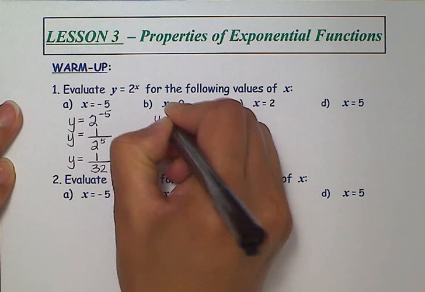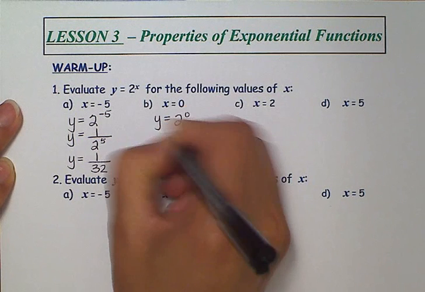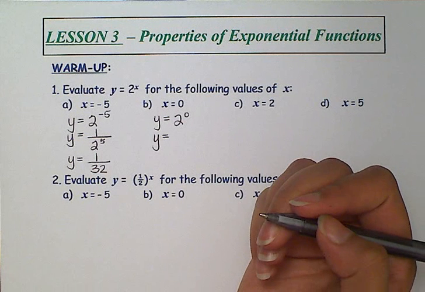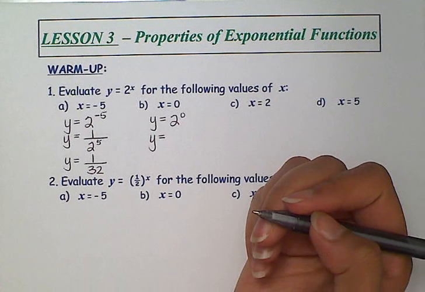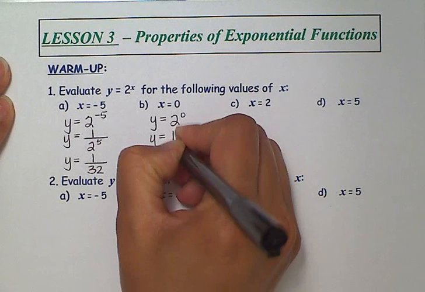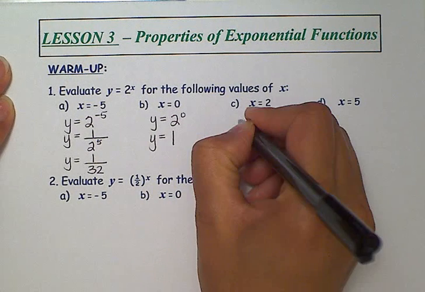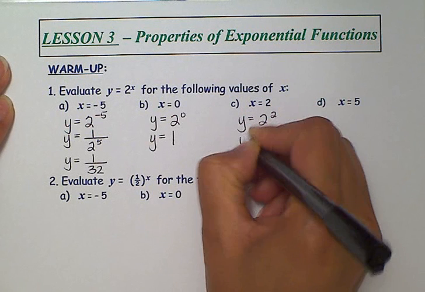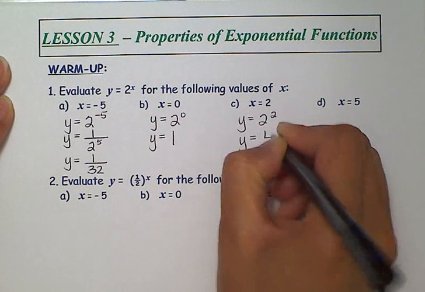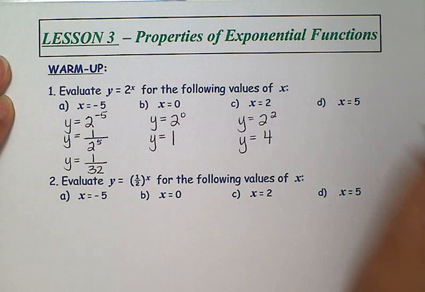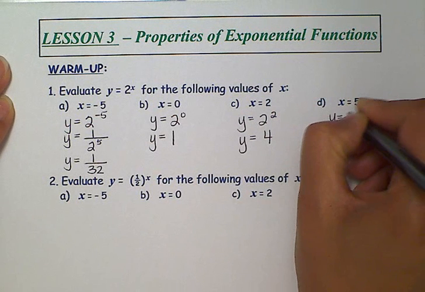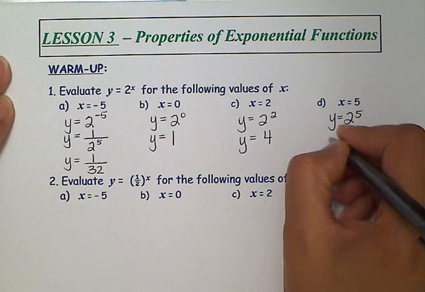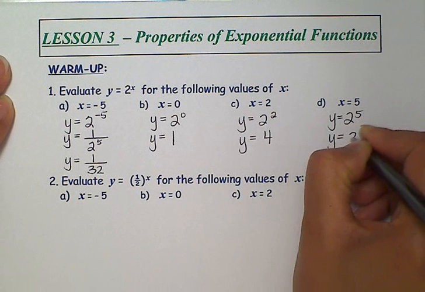So I have y equals 2 to the exponent 0. And from my experience with zero exponents, I know that any base raised to a zero exponent gives me a value of 1. And let's try the next one. y equals 2 to the exponent 2. That's easy. y equals 4 is my result. And the next one, y equals 2 to the exponent 5. So just replacing x with 5. And 2 to the exponent 5 is equal to 32.